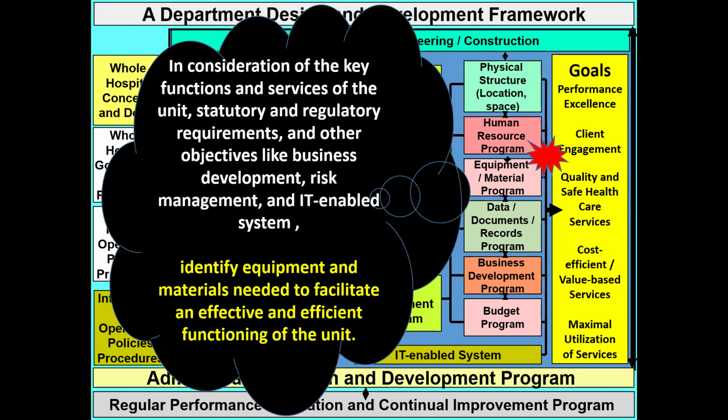Equipment and material program: there must be documents showing the adequacy of equipment and materials needed to facilitate an effective and efficient functioning of the unit or the department, in consideration of the key functions and services of the unit. Also, in consideration of the statutory and regulatory requirements and other objectives like business development, risk management, and IT-enabled system.